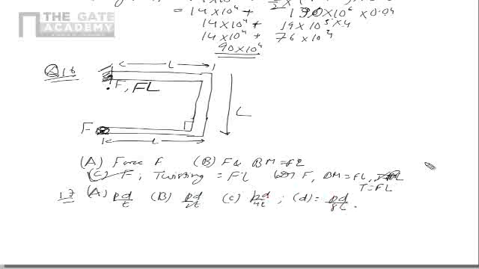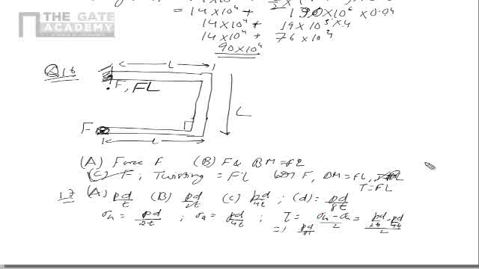So now we know that the hoop stress is P into D by 2T and the axial stress is PD by 4T. And we know from the transformation of stresses that the shear stress is sigma H minus sigma A by 2, which is nothing but PD by 2T minus PD by 4T by 2. So that will be nothing but PD by 8T. So that is the answer. So answer is D, PD by 8T.